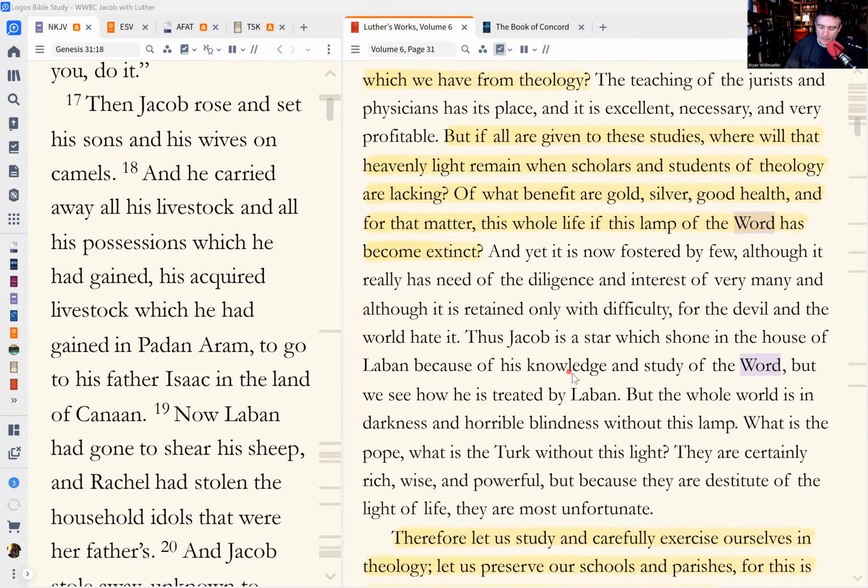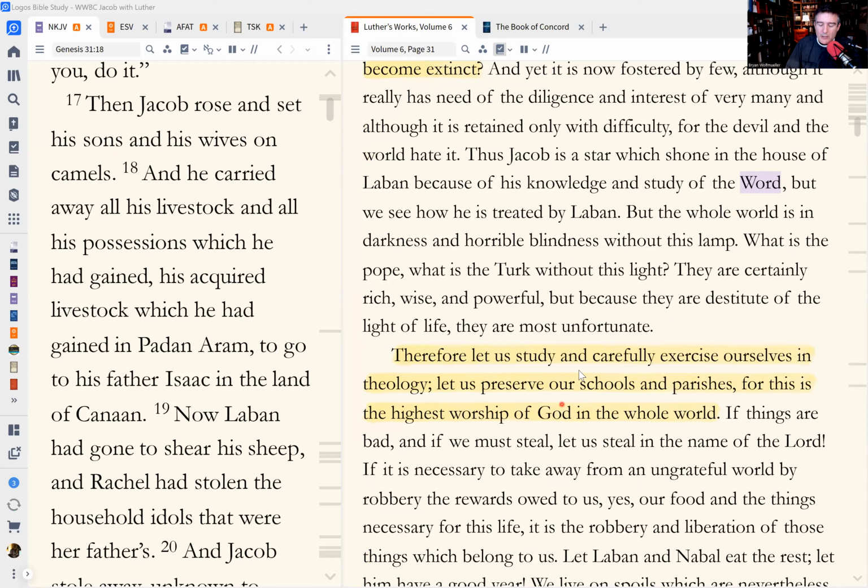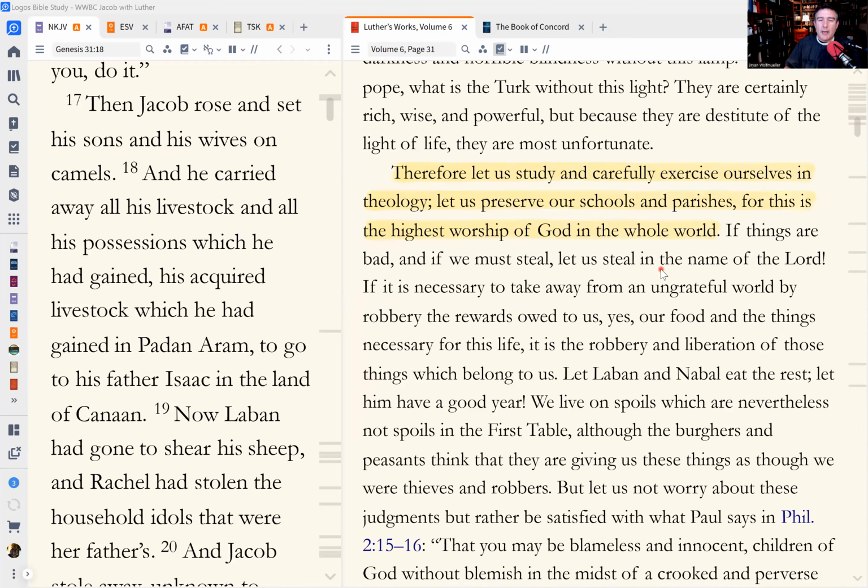Thus Jacob is a star which shone in the house of Laban because of his knowledge and study of the word. But we see how he's treated by Laban. The whole world is darkness and horrible blindness without this lamp. What is the Pope? What is the Turk without this light? They are certainly rich, wise, and powerful, but because they are destitute of the light of life, they are most unfortunate.